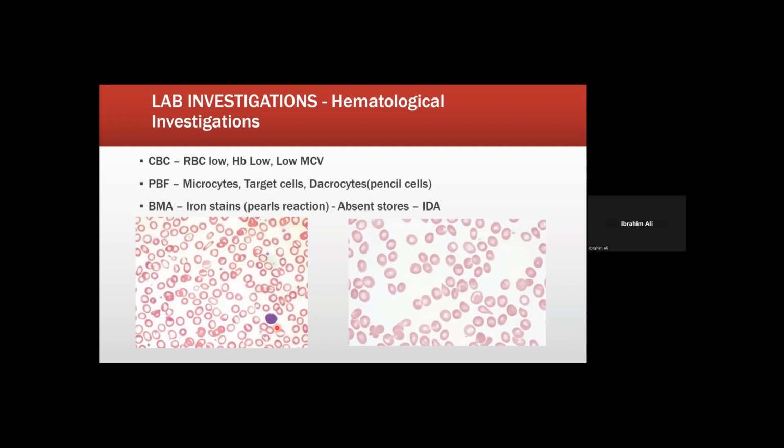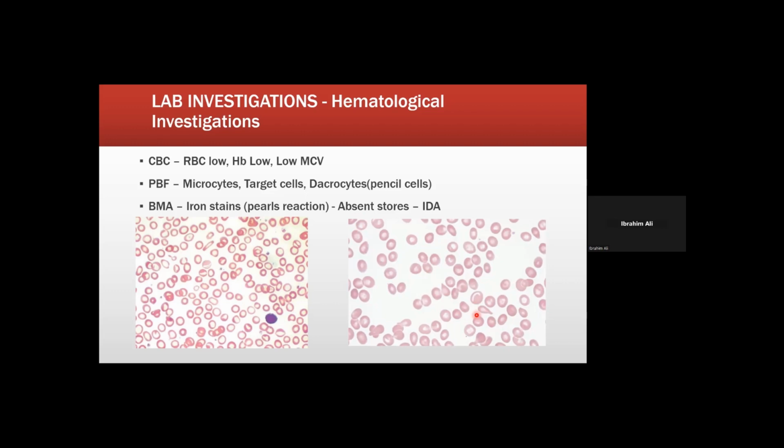And then target cells. Target cells are when we have the central pallor, and then there's a dot in between. Like you see, the RBC will have central pallor, and then we'll have a dot. I will circle and show those cells, the ones with target cells. You can see dacrocytes. Dacrocytes are a specific feature of iron deficiency anemia.